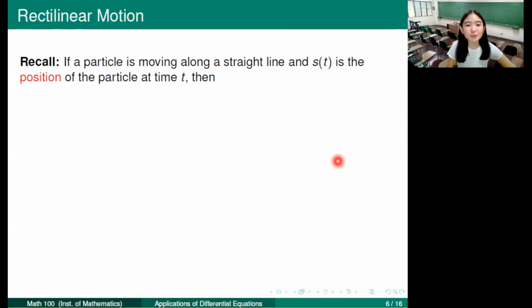Okay, so now let's go to the second type of application of DE that we will learn today, and that is rectilinear motion. Something we've seen already before, specifically in the topic of applications of derivatives. So let us recall the concepts there. If we have a particle moving along a straight line, it can be vertical, up-down, or horizontal, left-right, and we denote s of t to be the position of the particle at time t.